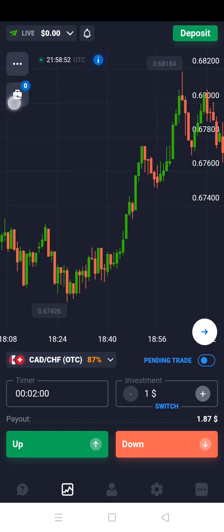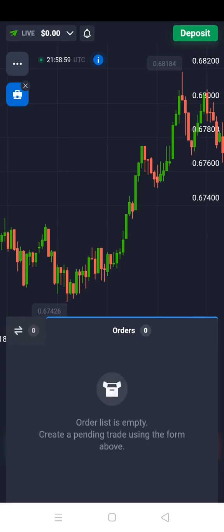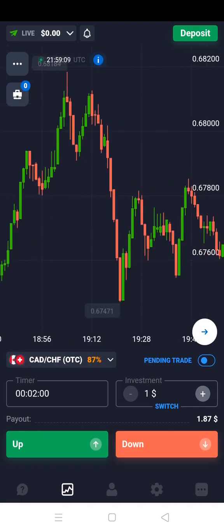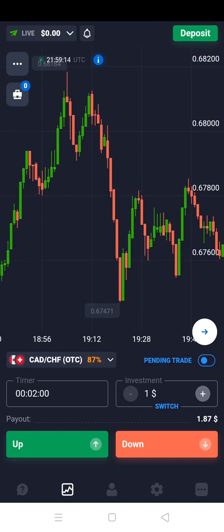So over here, down here, you see something like portfolio. This portfolio shows you your trade history, all the trades you've taken. And here you see these orders. You can actually do what we call pending orders. That's, you can say that once the market gets to this point where you see 0.6800, and once the market gets there, the market will start selling downwards. So you just come to where we have pending trades here. You click on it.